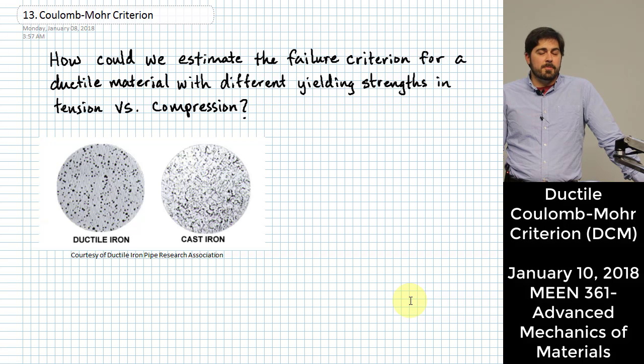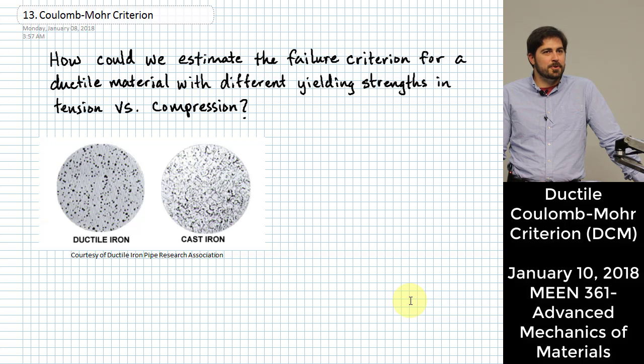So we've been talking about failure criteria. We've looked so far at the maximum shear stress criterion, which is also known as the Tresca criterion, or in some instances, the Guest criterion. We also looked at the distortion energy criterion. That's what we looked at last time.